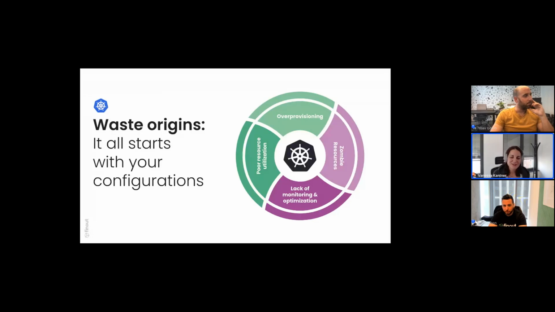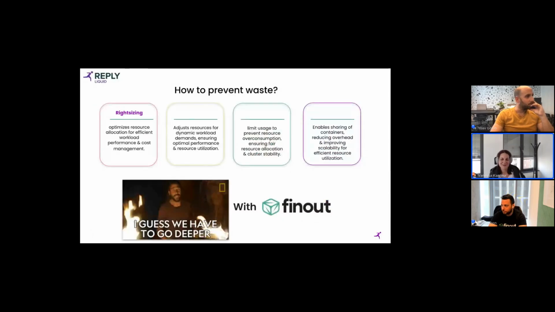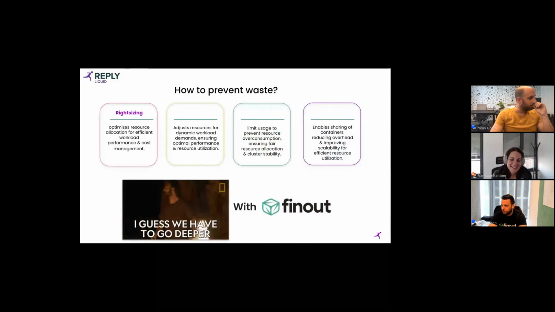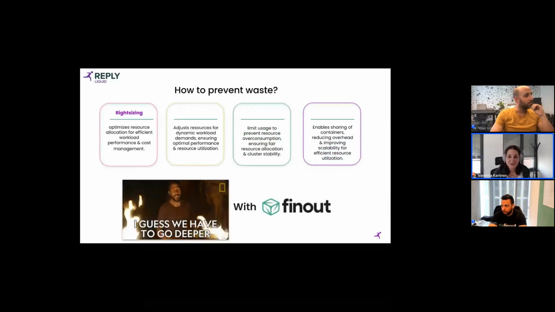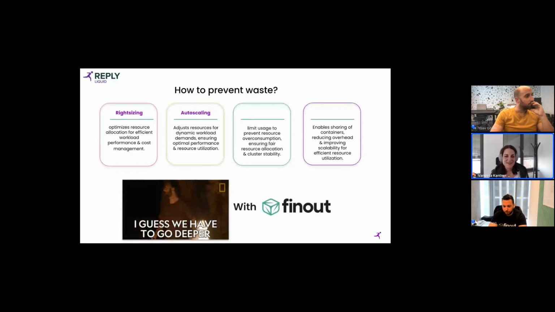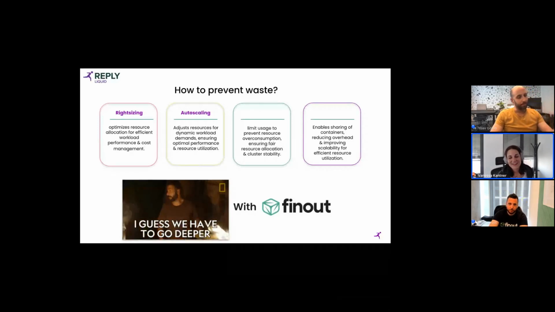Okay, what can we do about that now? How to prevent waste? Again, on a higher level, we have four different options. First one, right-sizing. We can optimize our pods, optimize our nodes and our cluster overall, and use only and exactly what we need. Second, auto-scaling. I mentioned it a few times. Automation is key when it comes to containers, and auto-scaling is one of these automation behaviors that we really need to leverage to prevent waste.